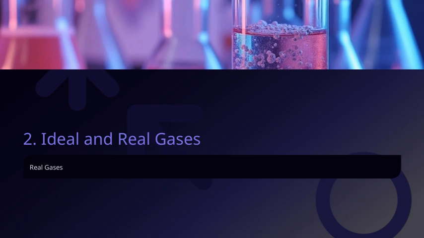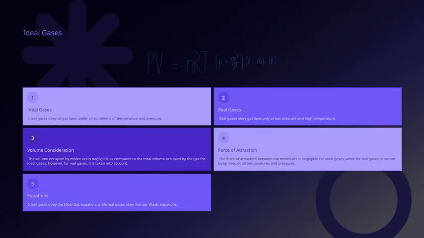This concept is fundamental because it bridges the gap between theory and reality, helping us apply our knowledge to real-world problems. Let's talk about the force of attraction between molecules. For ideal gases, this force is actually negligible, meaning it doesn't really affect their behavior. But for real gases, we can't ignore this force at all temperatures and pressures because it plays a significant role in how the gases behave.